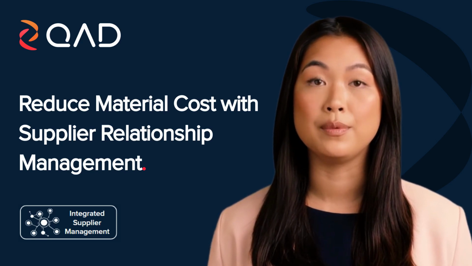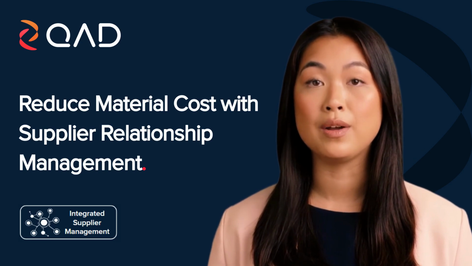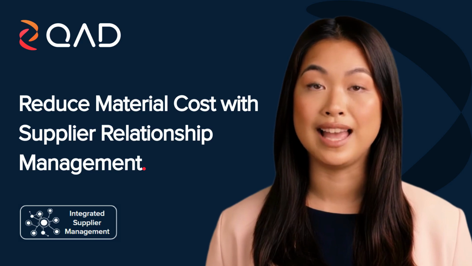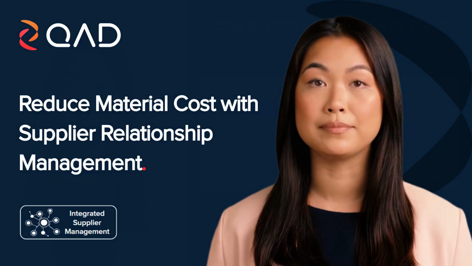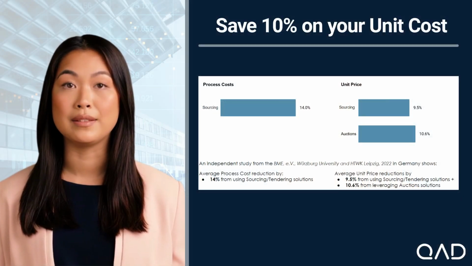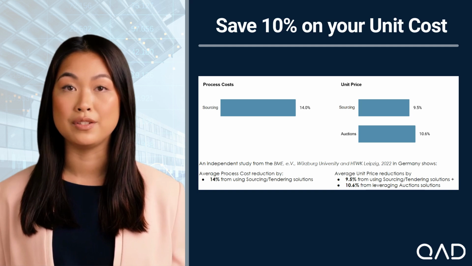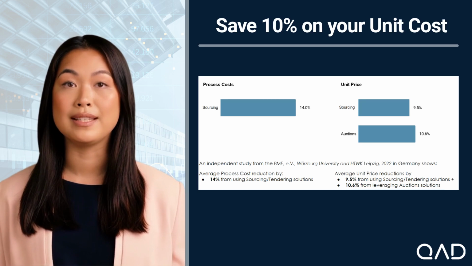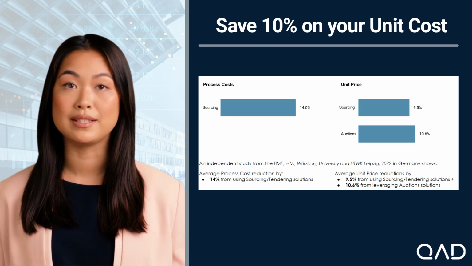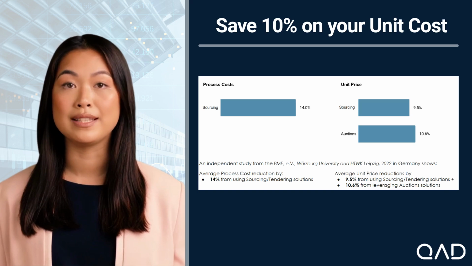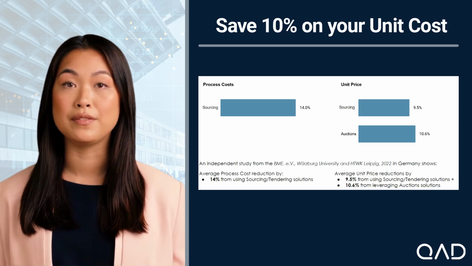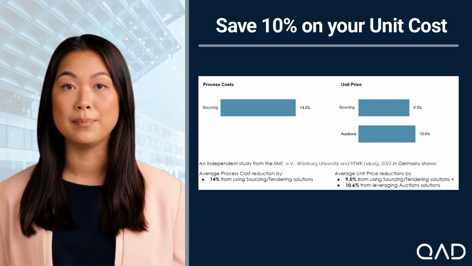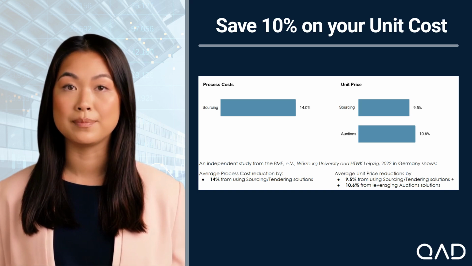I'm here to share with you how you can reduce your material costs, reduce risk in your supply chain, and ensure compliance with QAD's Supplier Relationship Management. An independent study conducted by a research group at a university in Germany found that by leveraging the tools an SRM system provides, businesses are able to reduce process cost and unit price by double-digit percentages. More exactly, their findings were reduced process costs of 14% and reduced unit prices by up to 10.6%.